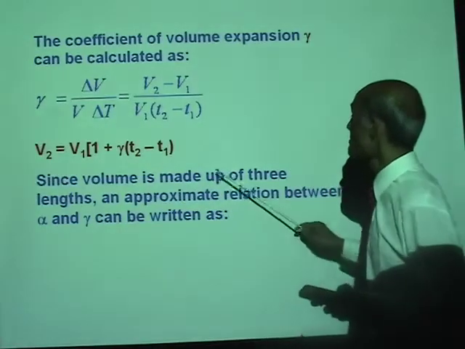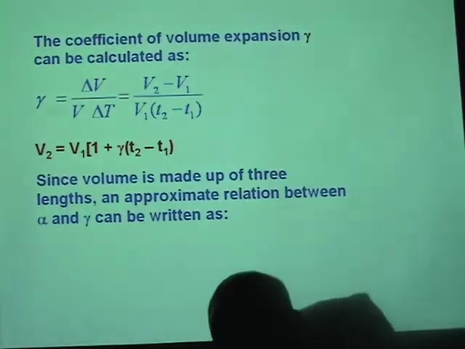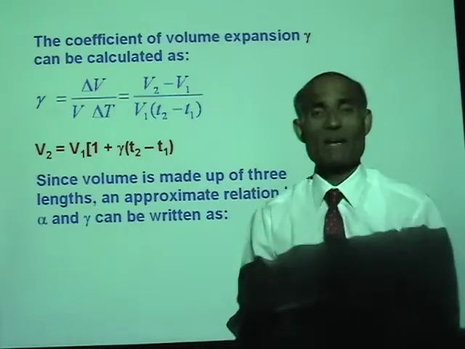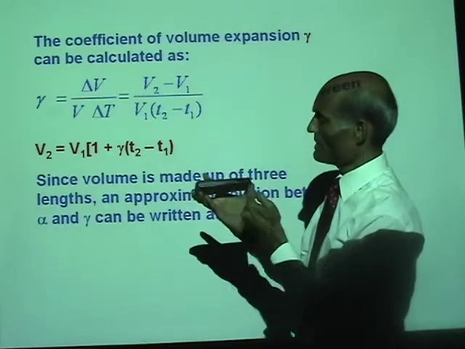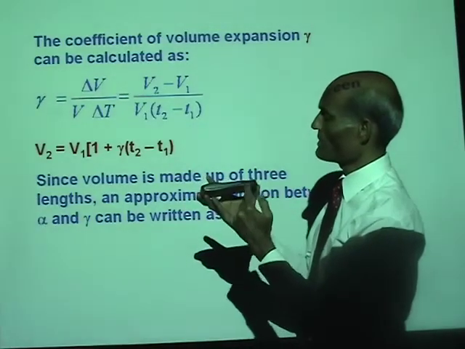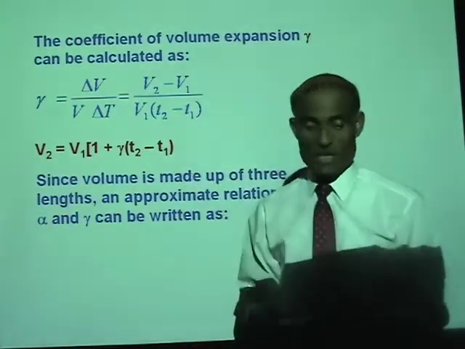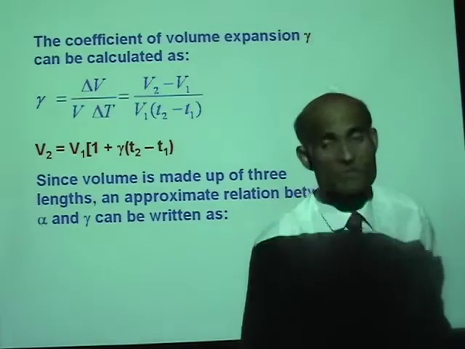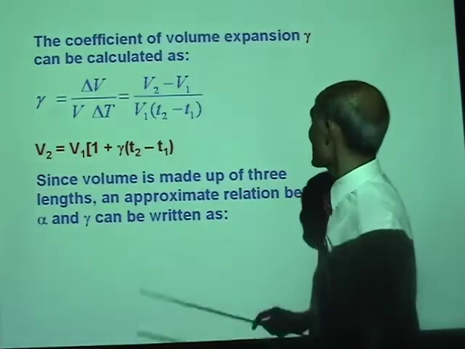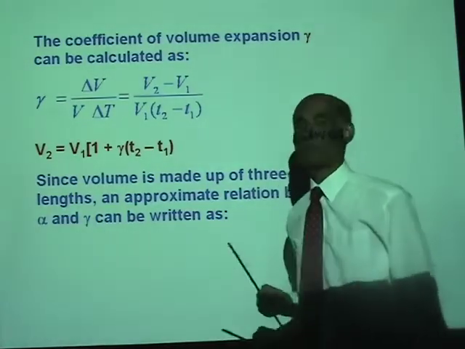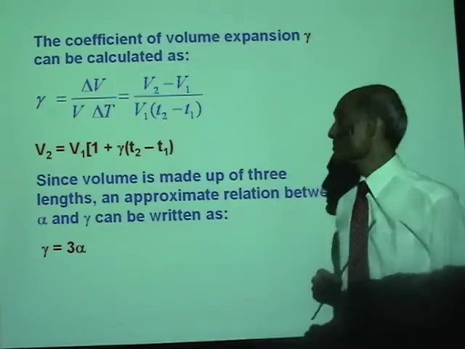Alright, since volume is made up of three lengths, is that right? Volume is length multiplied by width multiplied by height. If you want to find the volume of something like this, it will be length multiplied by width multiplied by height. So a change in volume involves a change in three lengths. Therefore, what is an approximate relation connecting gamma and alpha? Gamma and alpha are connected as gamma equal to 3 alpha.